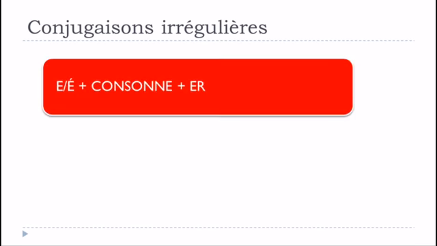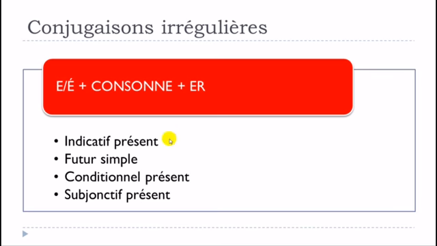And that's it. So remember that for this subgroup of verbs, the ones ending with é or è, then a consonne, and then er, the following tenses will have these slight changes: indicatif présent, futur simple, conditionnel présent, and subjonctif présent. For all the other tenses, no modifications, just conjugate the verb according to the rule that concerns all the tenses.